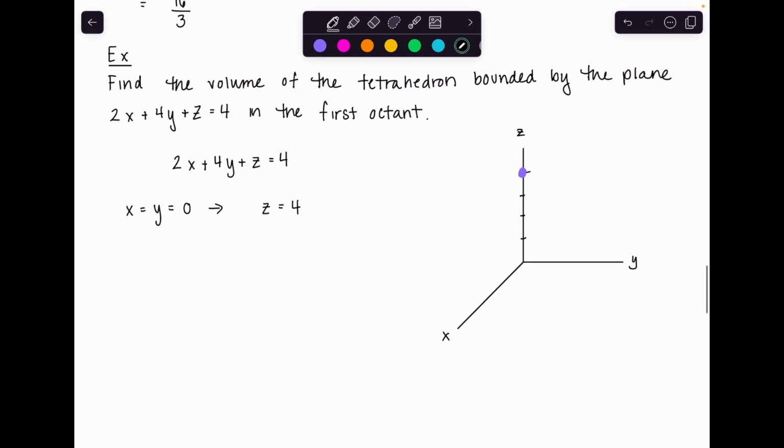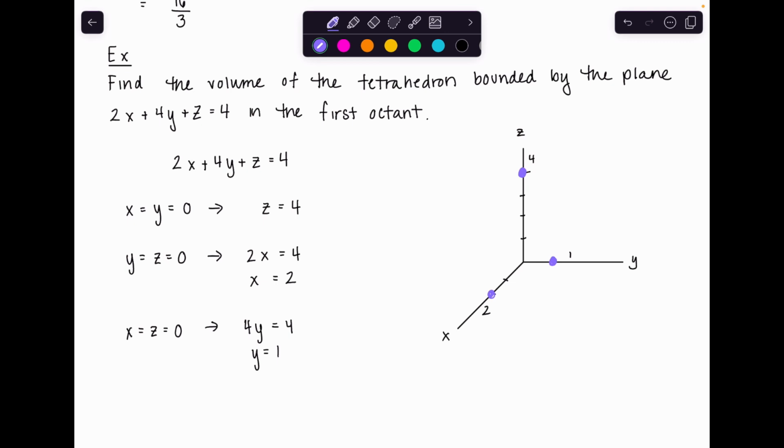Now if I set, say, let's do y and z equal to 0, that just gives me 2x equals 4. So it will intersect my x coordinate axis at x equals 2, which is right here. That one's 4, that one's 2. And then if I set x and z equal to 0, that just leaves me with y, but I have a 4 out front. So it tells me it intersects my y-axis at 1.